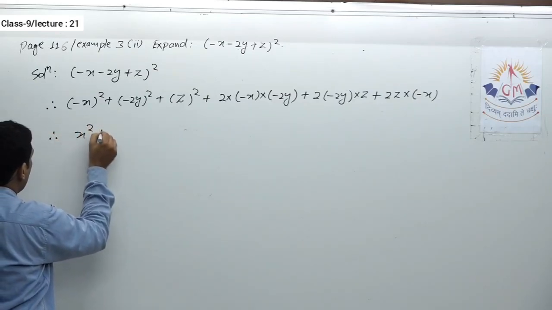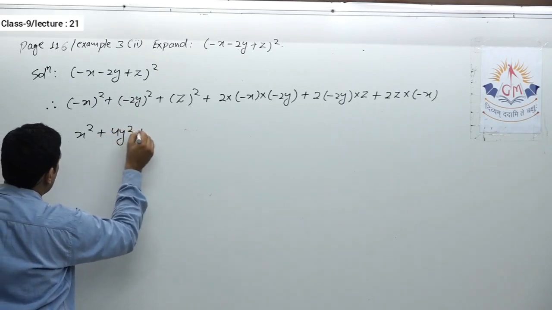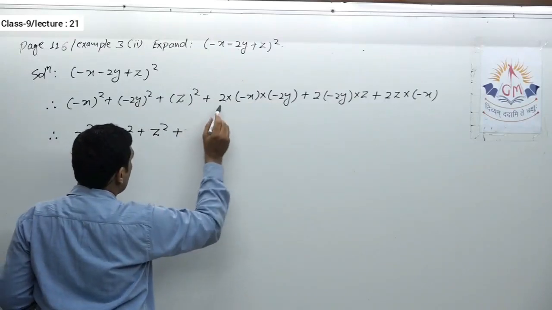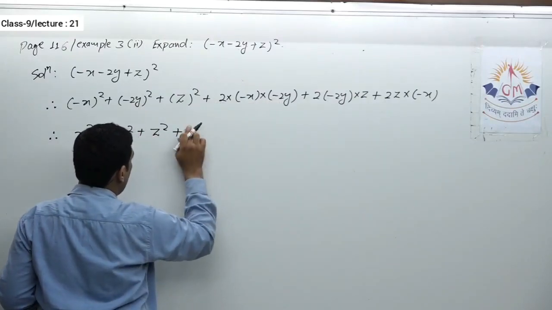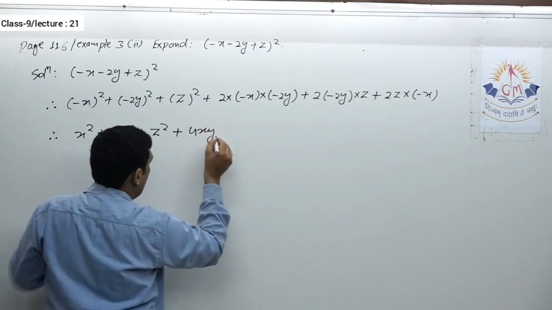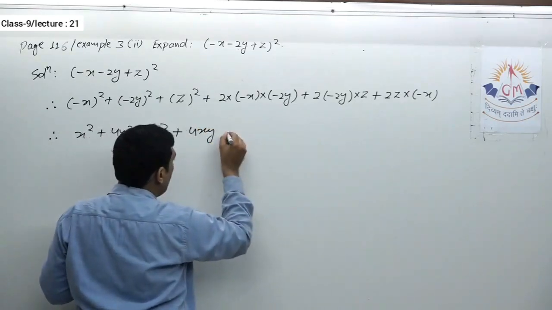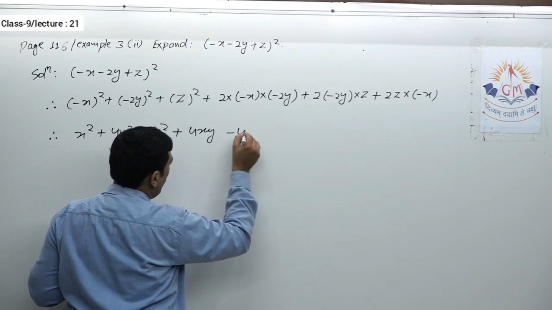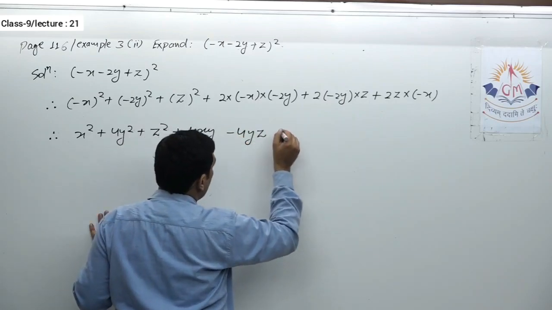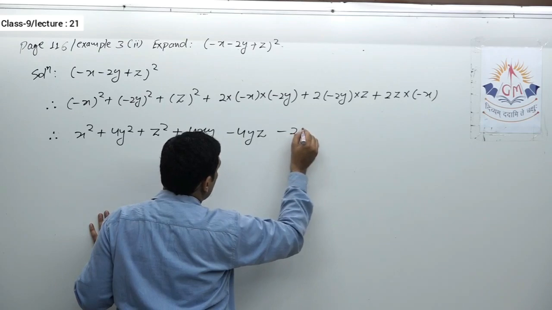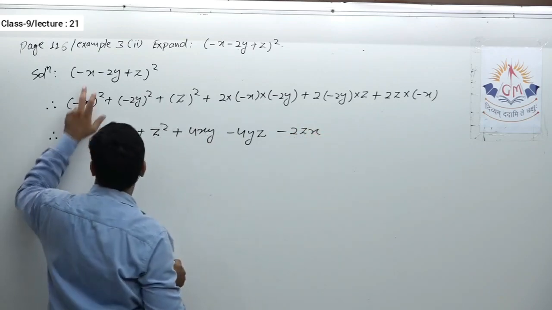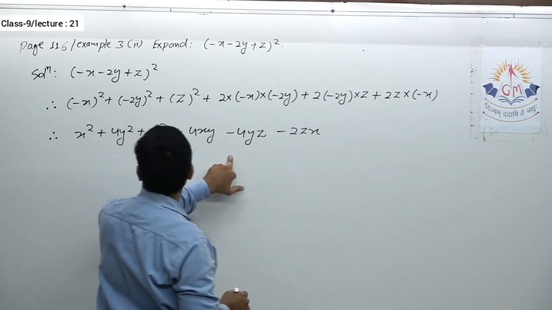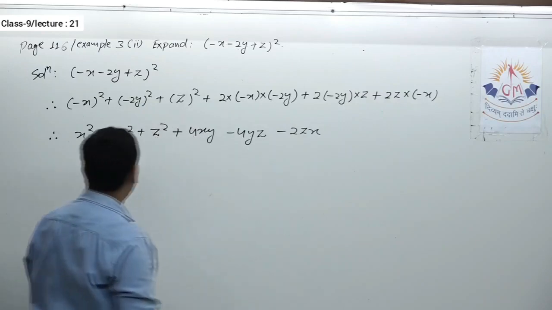So this will become x square, this will become 4y square, this is z square. Over here minus minus, so it will become plus. Ultimately 2 into 2 is 4xy. Then again 2 into 2 is 4, but with a minus sign, because positive, negative, positive, so ultimately it will become negative: 4yz. And over here minus 2zx. So the first one is positive and the remaining two are negative. So this is our final answer.